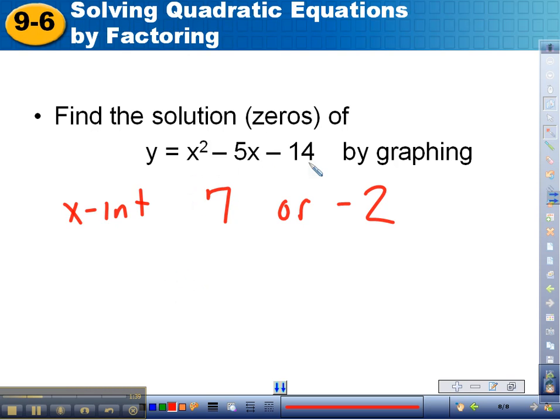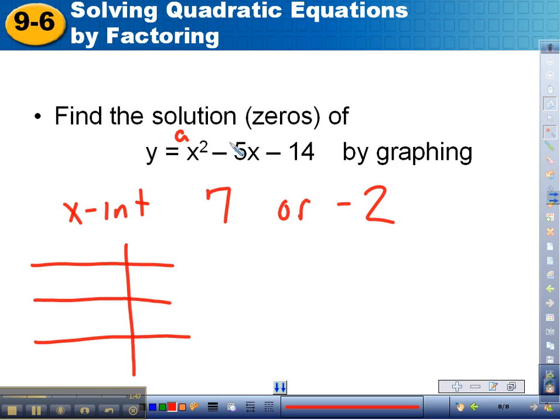I'm going to take this quadratic and factor it, and I'm going to use my factor cracker. You guys remember how to use factor cracker? My coefficient here is a, my coefficient here is b, here's c. A goes here, c goes here, b goes down here. So I'm going to put 1 here, -14 goes here, -5 goes here.